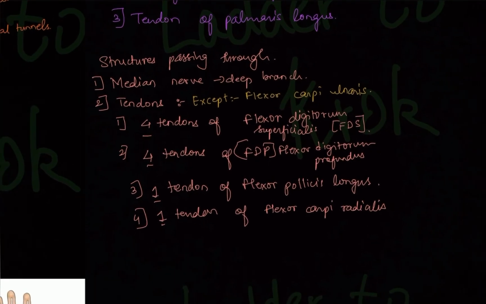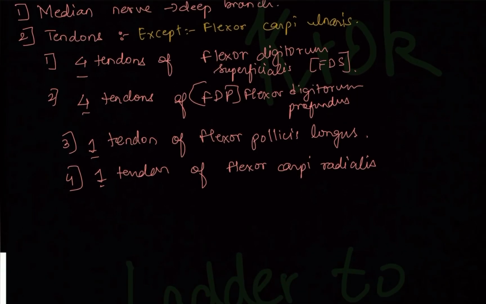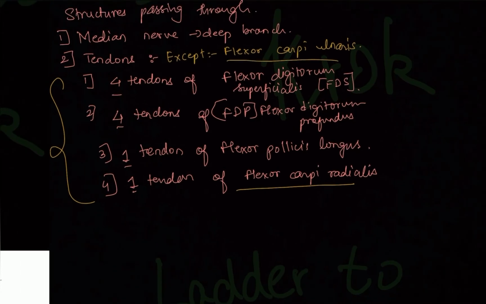Now this flexor carpi radialis, you must know that it is the least correct answer. So if they give you an option to rule out which tendon doesn't pass through the carpal tunnel, and they are giving you the option flexor carpi radialis along with these tendons, which answer should you mark? You should mark flexor carpi radialis. But if they give you flexor carpi ulnaris also in the options, then the correct answer will be flexor carpi ulnaris. But in case they don't give you that, then you should go with flexor carpi radialis.